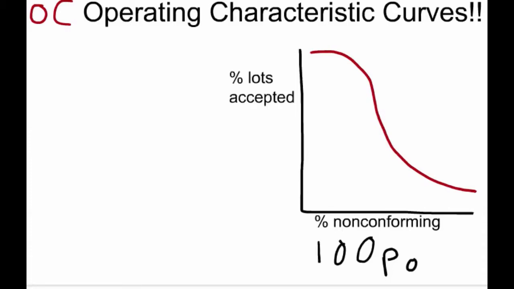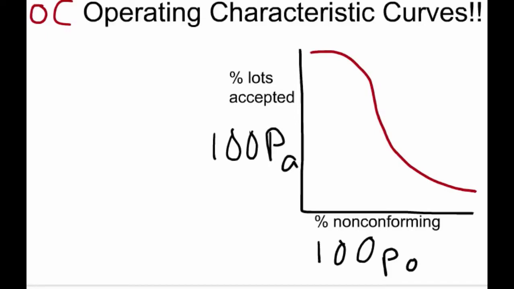And the y-axis is percent of lots accepted. And this will commonly be written as 100 times P, capital P, superscript A.